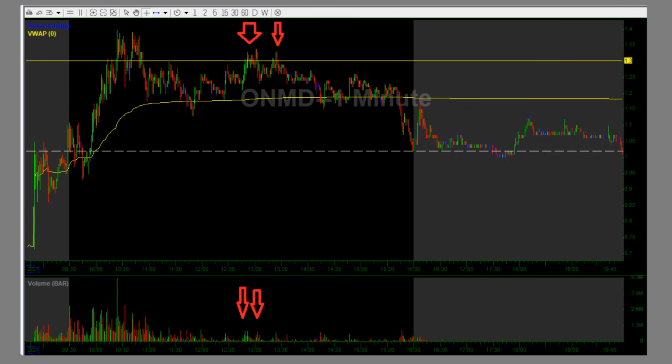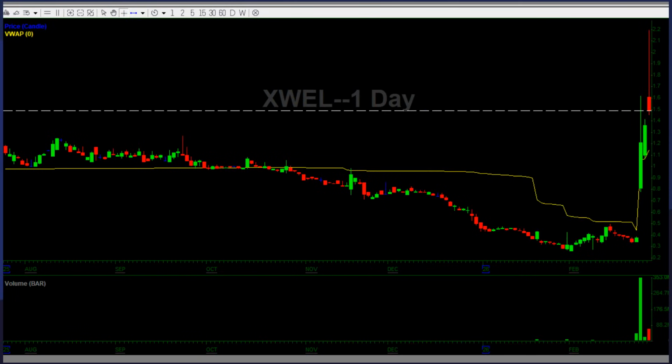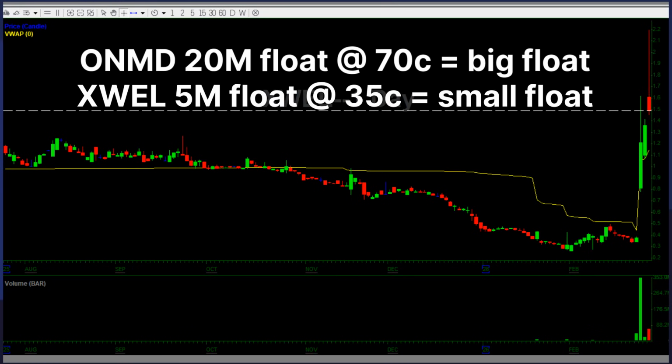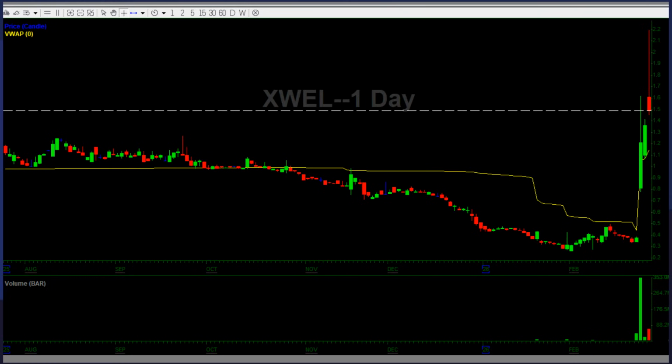Let's take a look at another thick trader, and then let's look at some thin traders. So let's take a look at XWEL on the daily chart. It's been running. XWEL is a 5 million floater, which, by the way, coming from a penny stock, which is where it was, makes it a very small float. Because 5 million float for a penny is small.